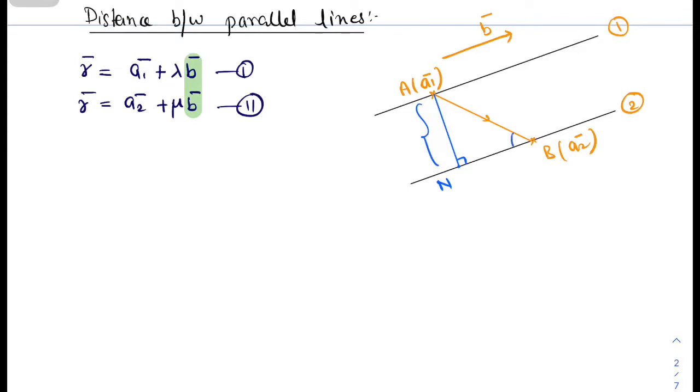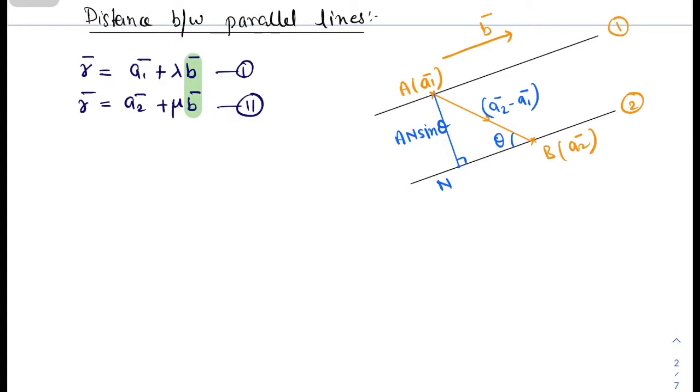Okay, let's say this angle is theta. So very clearly you can see this vector is A2 minus A1. So very clearly you can see this AN is nothing but mod of A2 minus A1 into sine theta, or if I say, this AN is AB sine theta. Okay, you can easily verify in this right angle triangle by taking the trigonometric ratio sine.